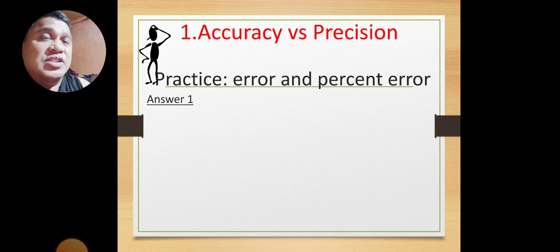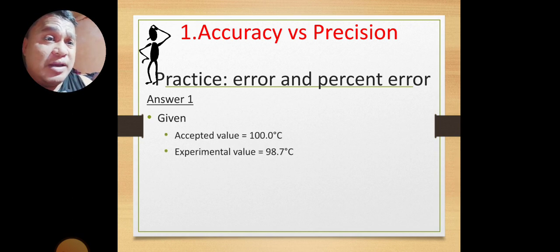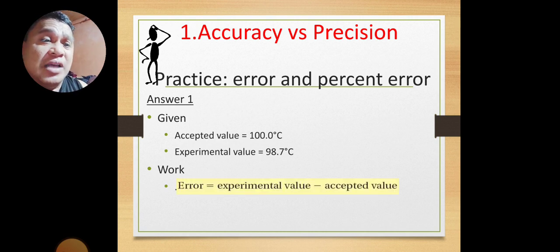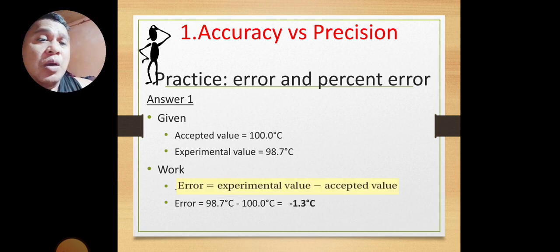Yes, I should not have to present the answer, but of course, for the benefit of those who are really confused, this is the answer. The accepted value, or the true value, is 100 degrees Celsius, and your experimental value stated in the problem is 98.7 degrees Celsius. For your working equation, error is experimental value minus accepted value: 98.7 minus 100, which is negative 1.3 degrees Celsius.